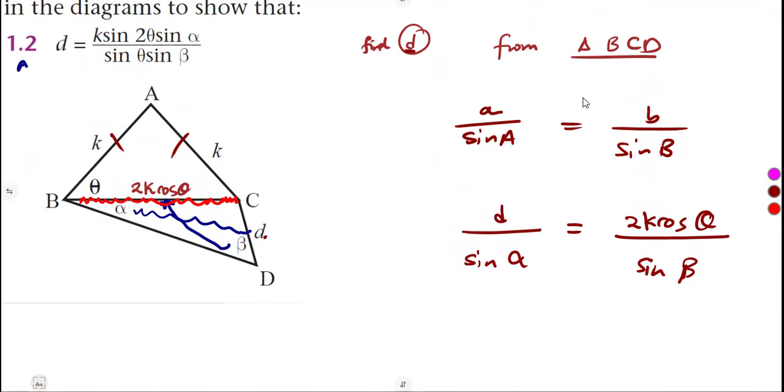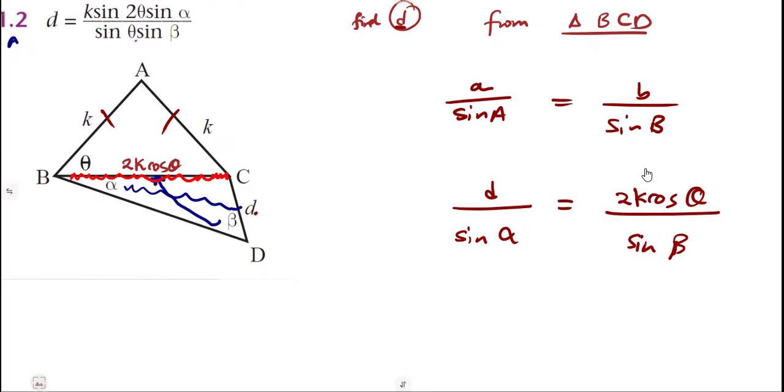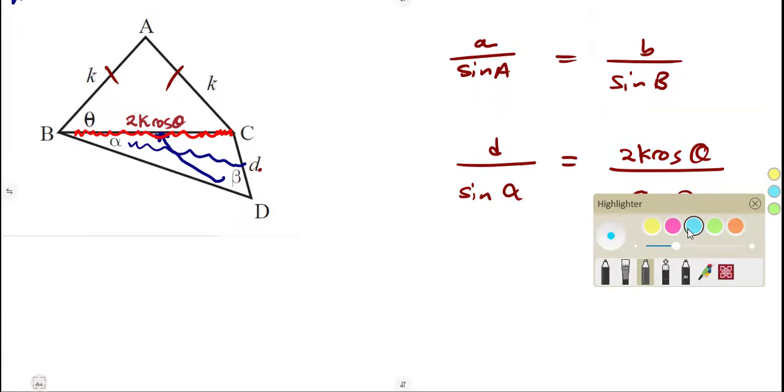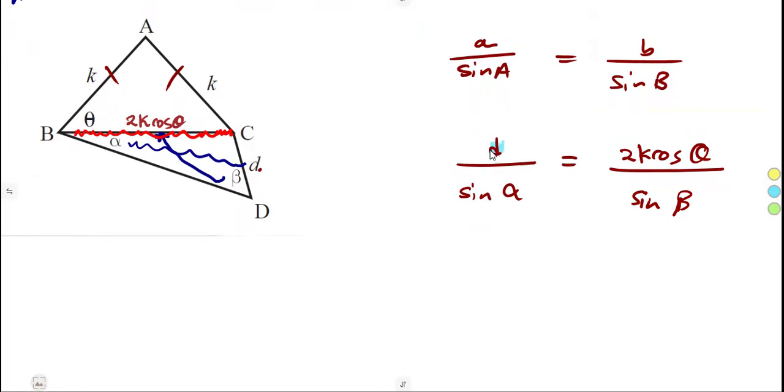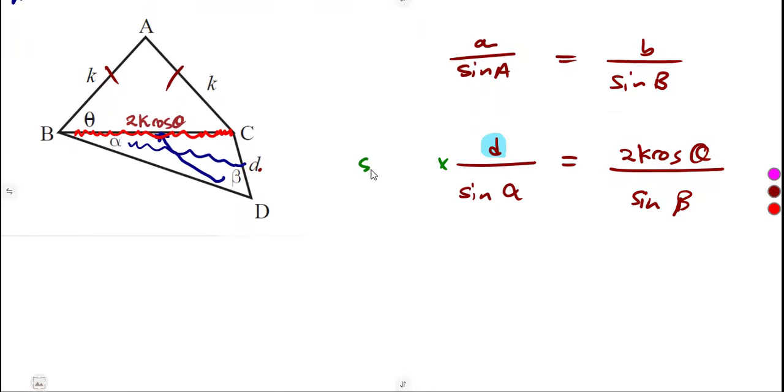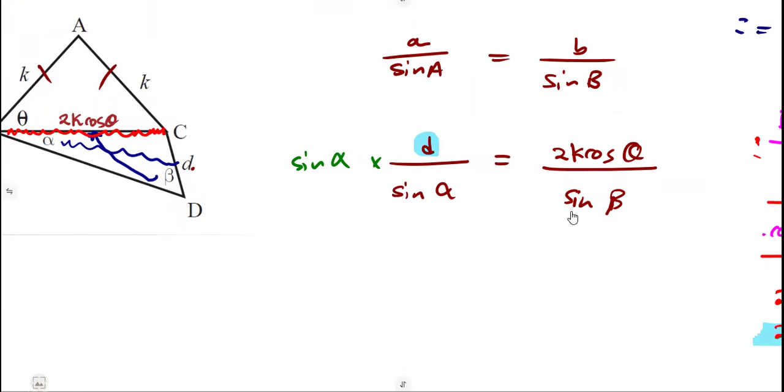So there it is, the presentation. It is K sine of 2 theta times alpha. Let's see. Over sine theta times sine beta. No problem. Let's see what we can do. We need D, remember? So let us just get rid of the sine of alpha. Let me try and do this here. We need this D. So let's get rid of the sine of alpha, both sides.